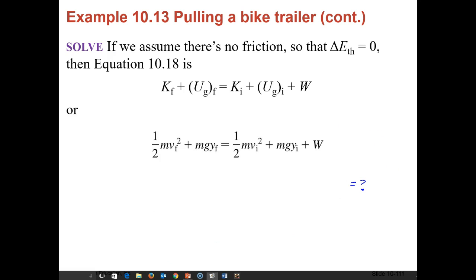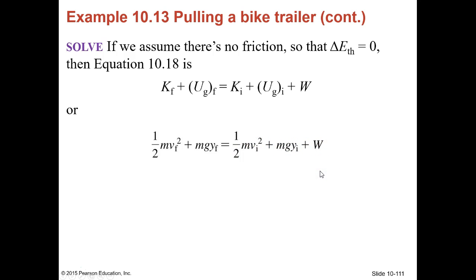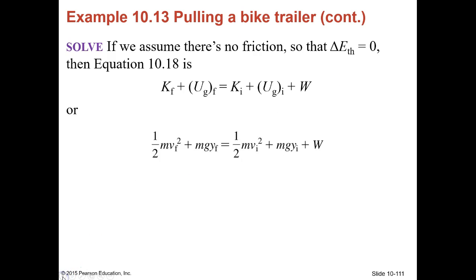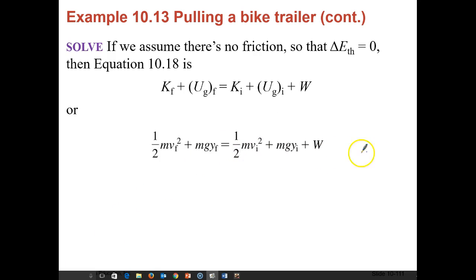The equation that we're going to use in this one is that the total final energy should be equal to the original energy plus any work that's done. And so we can write out the equation like this: 1/2 m vf squared plus m g yf is equal to 1/2 m vi squared plus m g yi plus work. Now we're going to say that the original height is 0, and we know that work is equal to force times distance. So this is force times distance here, okay?